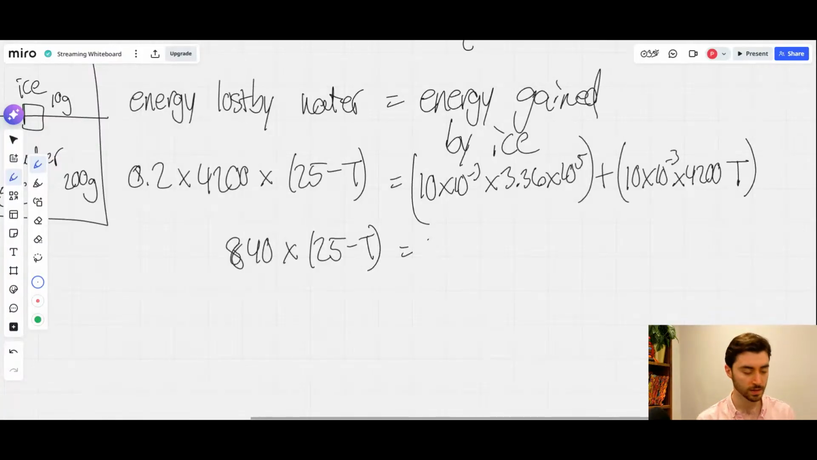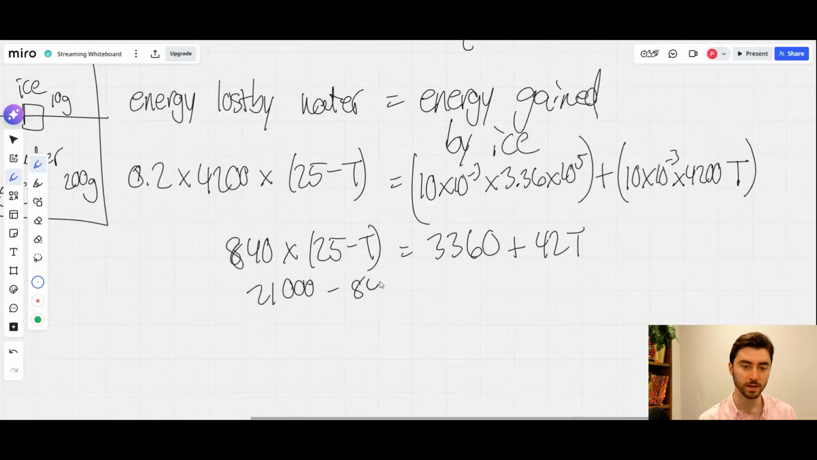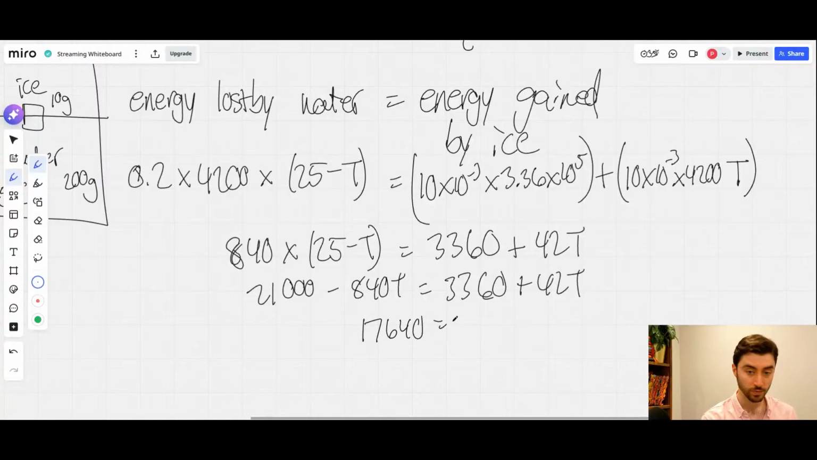So then we get 3,360 joules plus 10 times 10 to the minus 3 times 4200 plus 42T. So 840 times 20, so 21,000 minus 840T equals 3,360 plus 42T. So 21,000 minus the 3,360, so 17,640 is equal to 840 plus 42, 882T.